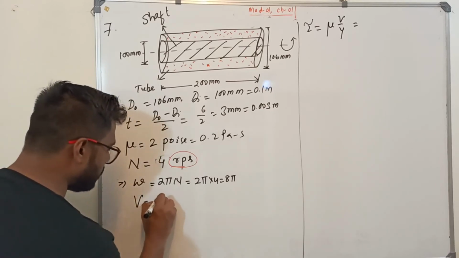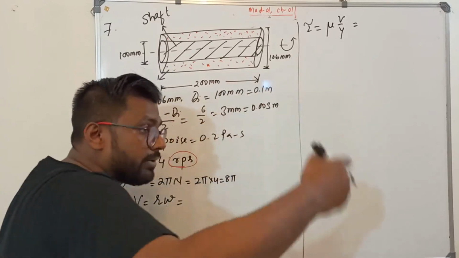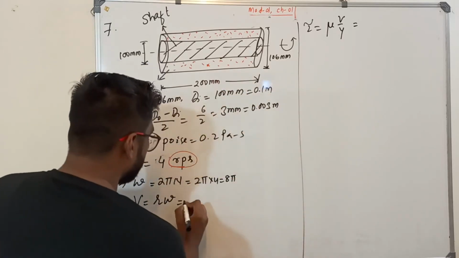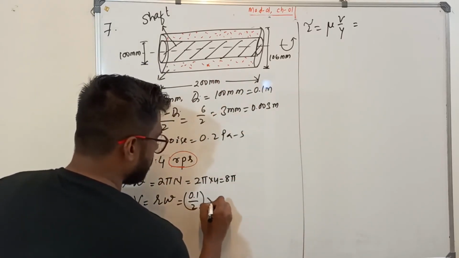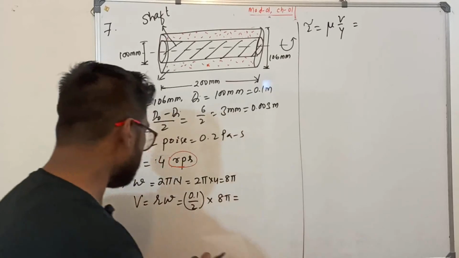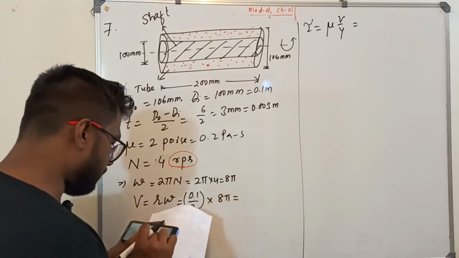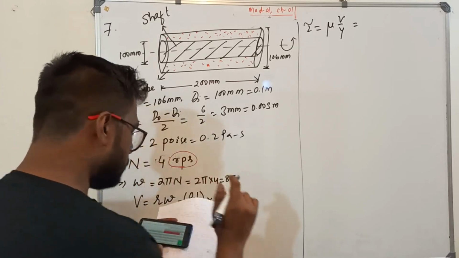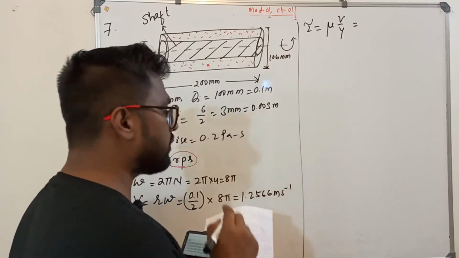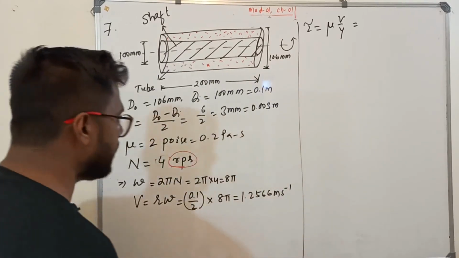So what is the linear velocity formula? V equal to r omega. Which r, sir? This is the diameter of the shaft, hence the radius of the shaft. The diameter is 0.1, radius is 0.1 by 2, into omega. Omega is how much you got? 8 pi. So calculate this. Velocity, how much you got? 0.05 multiplied by 8 multiplied by pi. So I got 1.2566 meter per second. So I have converted my angular velocity into your linear velocity.